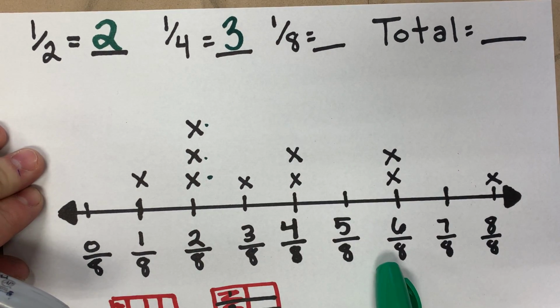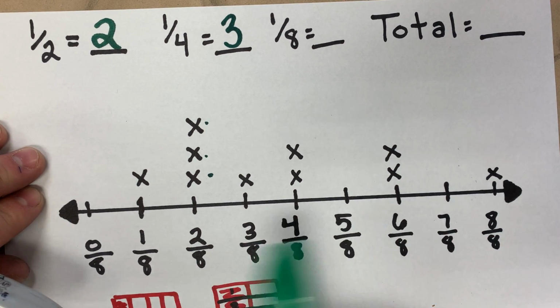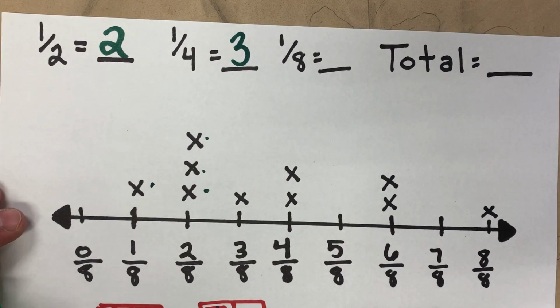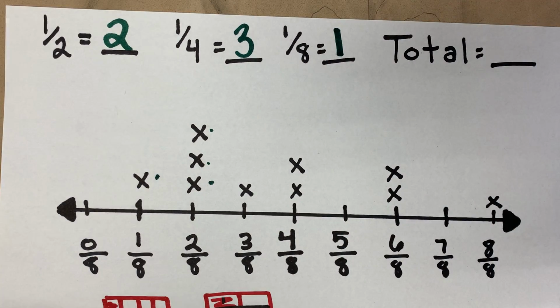I'm already in eighths, so I just need to locate my 1/8 and then count how many x's are above it. So there's my 1/8. I have one object that was measured at 1/8 of an inch. So I'm going to go ahead and put my 1 there. Now on to the last problem.